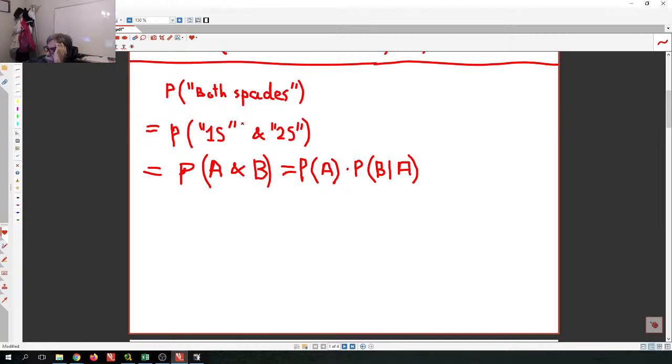Now that means the probability of having a first spade, which is 1 out of 4, or 13 out of 52 if you like, 13 spades out of 52. And the second one is the probability of getting a second spade, which means that now you have the deck of 51 cards where you have 12 spades. So it's 12 out of 51. That's less than 1 out of 4, okay?